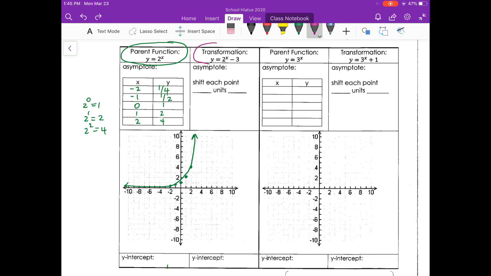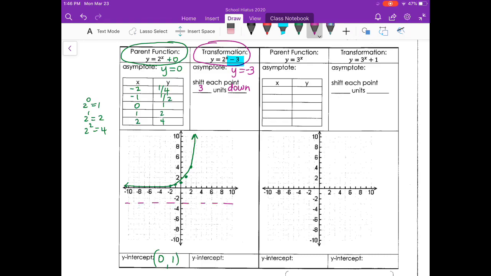Now we're ready to compare that to the graph with transformations. Notice that there is a -3 added to the end of the equation. This will shift each point 3 units down. Let's compare this new function to our original parent function, which had a y-intercept of (0, 1) and an asymptote of y equals 0. Our new asymptote will be y equals -3.